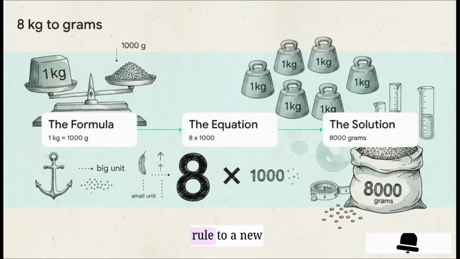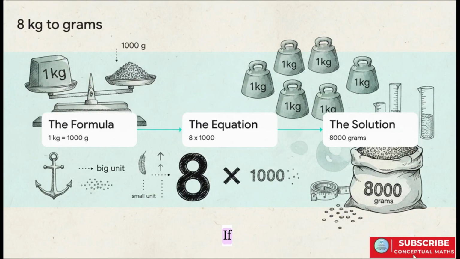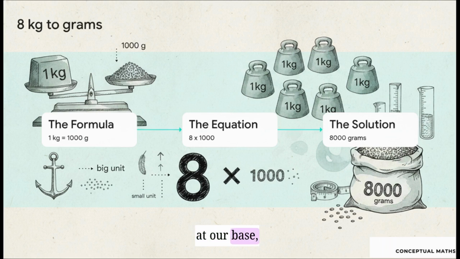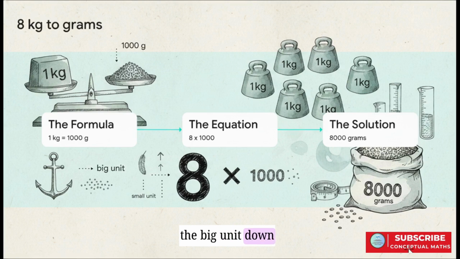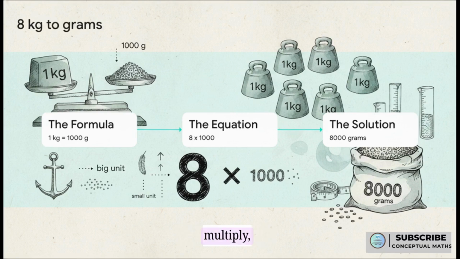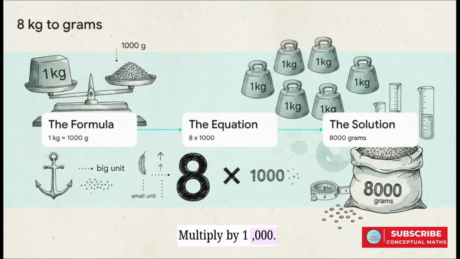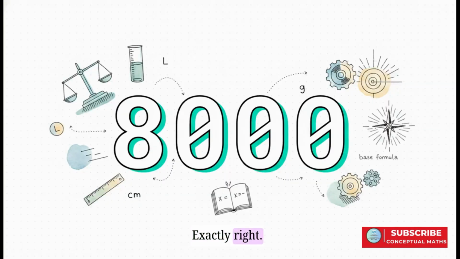Let's quickly apply our rule to a new mass problem. If we want to convert 8 kilograms into grams, we start right at our base. 1 kilogram is 1,000 grams. We're moving from the big unit down to the small unit, so that means we multiply, which gives us an easy equation of 8 multiplied by 1,000. Exactly right. The solution is 8,000 grams.